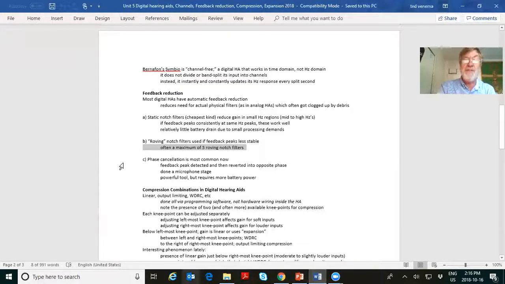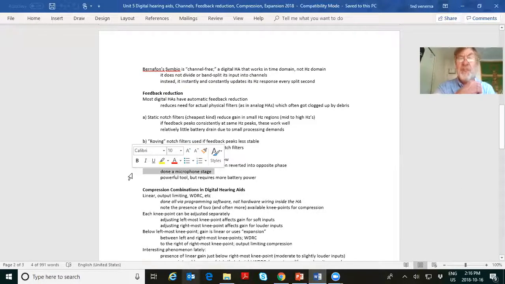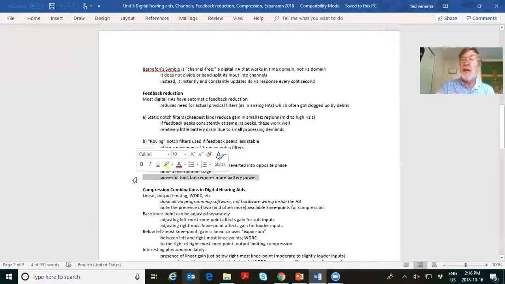But read phase cancellation. It's the most common now. The feedback peak is detected and reverted into opposite phase. It's done at the microphone stage. Don't ask me how it's all done. I'm no engineer. All I know is if you're getting feedback at a certain frequency, the hearing aid is literally going to cancel it out by producing another tone that's equal but opposite in phase, and it will knock it out. Powerful tool, but requires more battery power.